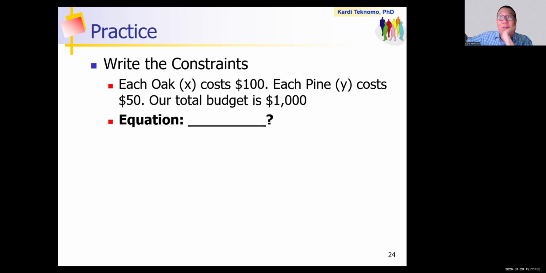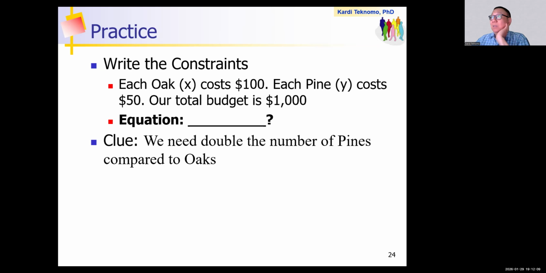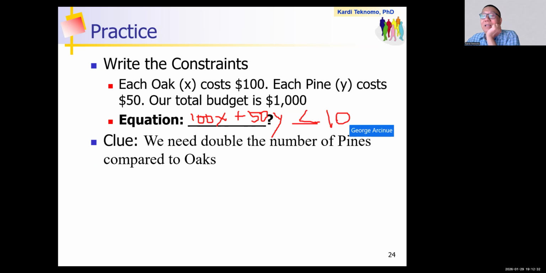So, anyone want to write here? Okay, write it in the slide. Yeah, George, you can do it. Okay, so the clue is you double the number of pine compared to the oak. Go ahead. 100X plus 50Y is less than 1,000. Okay.